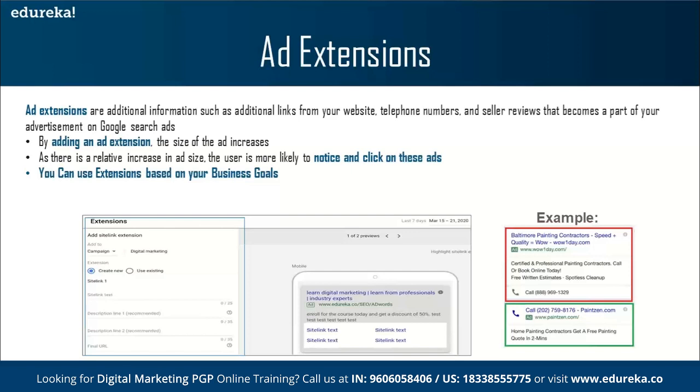Third point, you can use extensions based on your business goals. Very important point. If your goal is to get customers to buy from your business location, if you want to direct your prospective customers to your store or restaurant or any other place, you can use location extension. Very important point. Apart from location extension, there is something called affiliate location extension.